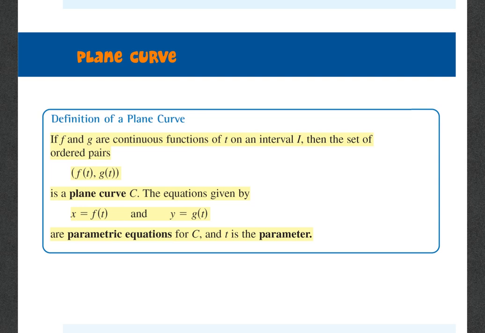A plane curve is defined as a continuous function that is used by the ordered pair. Okay, so again, your equations are going to be x equals and y equals. Whatever's where that f of t is will actually be values. And the t is called the parameter. So every time we refer to the parameter, because one of the parts of today is eliminating the parameter, it means get rid of t.